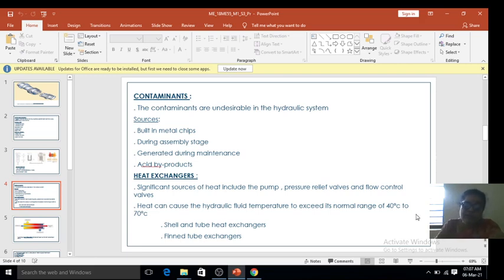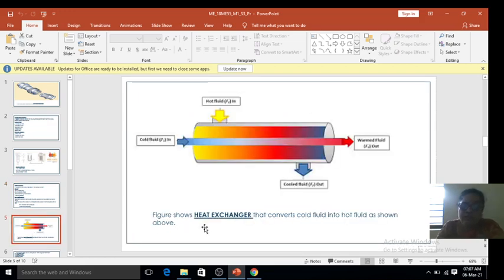There are different types of heat exchangers. One is the shell and tube heat exchanger, the other one is the pin tube exchanger. So this is one type of heat exchanger that converts cold fluid into hot fluid as shown in the figure.